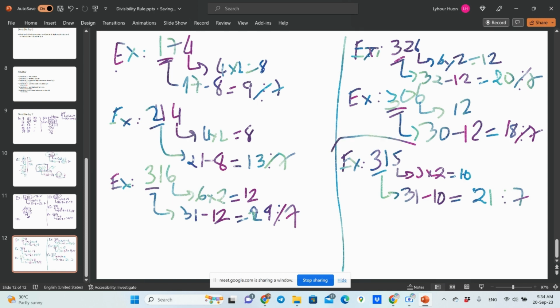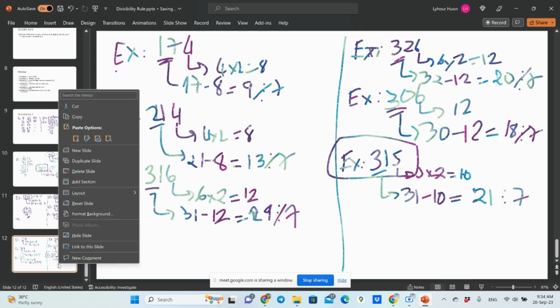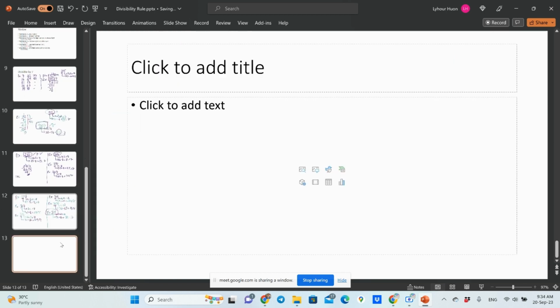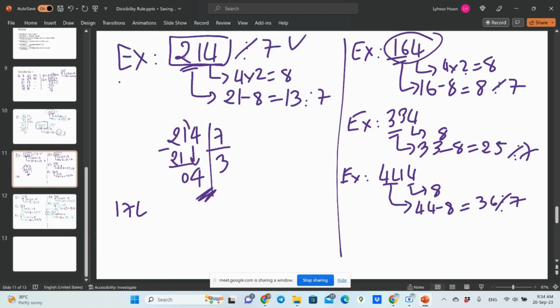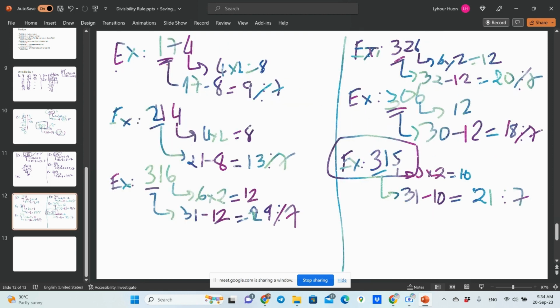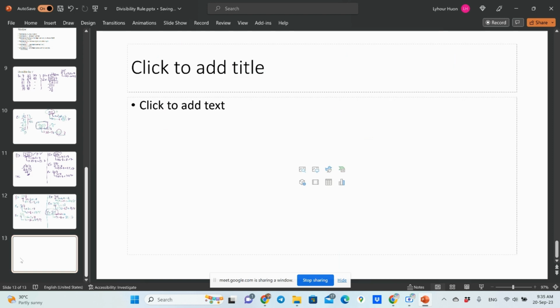So this number is divisible by 7 by the rule. So let's check. How many examples do we have? One, two, three, four, five, six, seven, eight, nine, ten. Yes, 10 examples, and we get the answer. Oh my god.